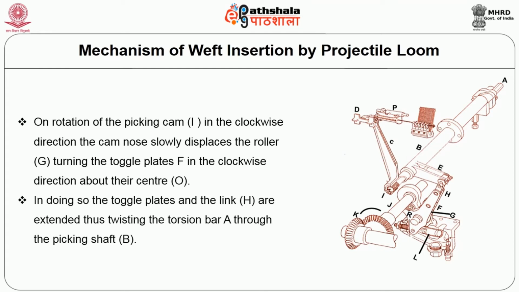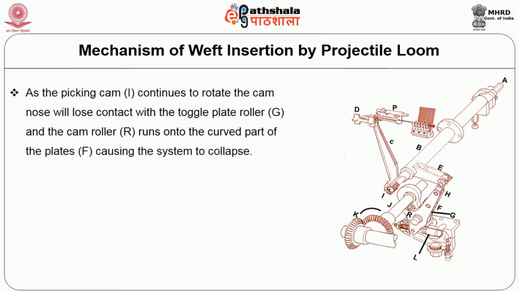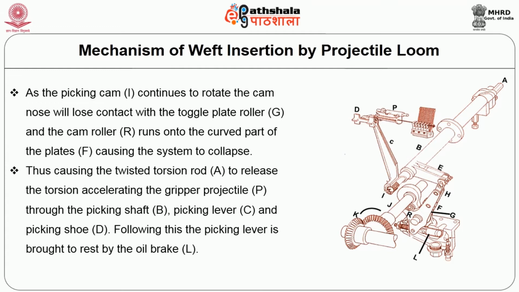In doing so, the toggle plates and the link H are extended, thus twisting the torsion bar A through the picking shaft B. Further, as the picking cam I continues to rotate, the cam nose will lose contact with the roller G, and the cam roller R runs onto the curved part of the plate F, causing the system to collapse, thus causing the twisted torsion rod A to release the torsion, accelerating the gripper projectile P through the picking shaft B, picking lever C, and picking shoe D. Following this, the picking lever is brought to rest by the oil brake L.